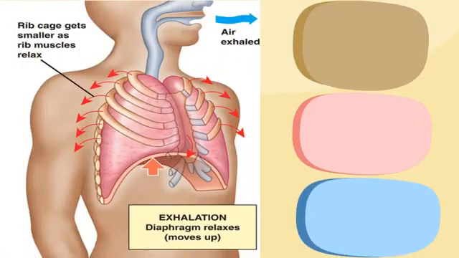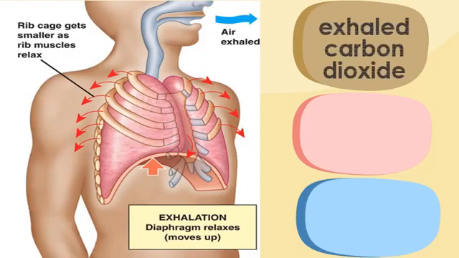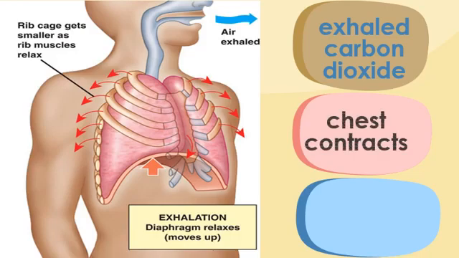So next is exhalation. Exhaled carbon dioxide. Again, let's read. Exhaled carbon dioxide. So this pushes air out of the lungs. Okay, what gas did you exhale? Carbon dioxide. Very good. Next one, chest contracts. Again, let's read. Chest contracts. So this reduces the size of the chest cavity.